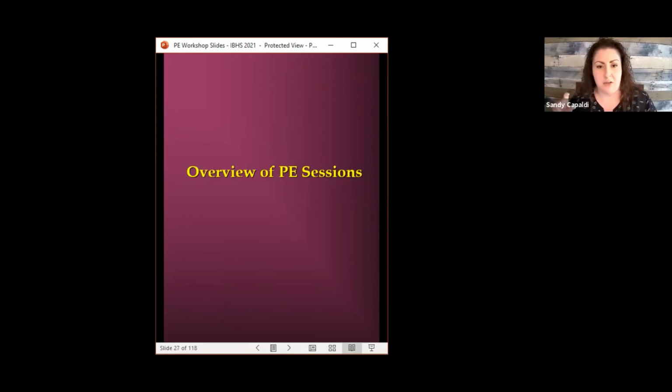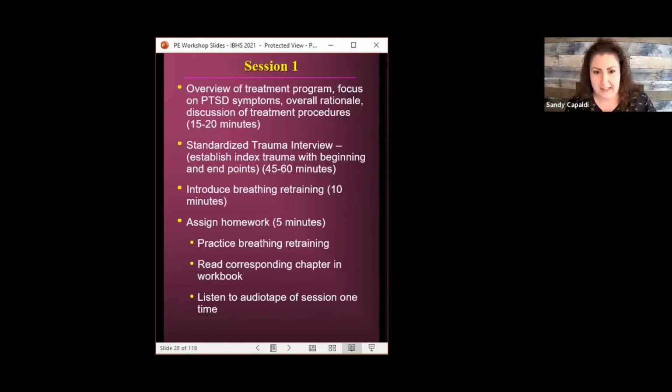Now, this is going to be just a very brief Reader's Digest version. We're actually going to go into each of these components and talk about them specifically as we go through the next 4 days together. But this is just to give you the overview of what each session looks like in the structure. So session 1 is the overview of the treatment program. Talking about how we're focusing in the treatment on PTSD symptoms. We're delivering the overall rationale for treatment, and we're talking about what the treatment procedures, the in vivo and the imaginal exposure, are.